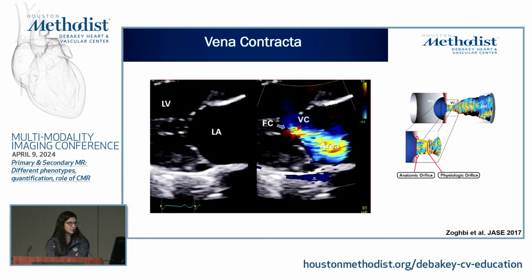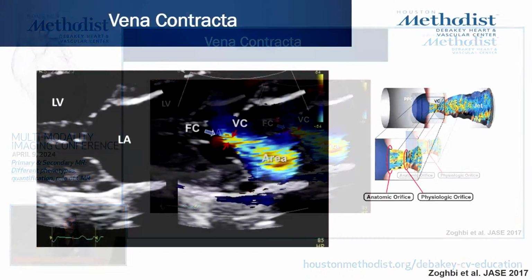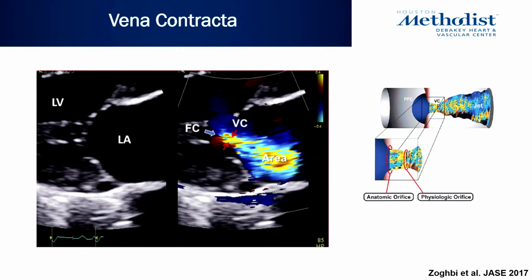Vena contracta is another measurement that you can use in your parasternal long axis views, and you can measure the narrowest point of that jet to determine how severe your mitral regurgitation is.